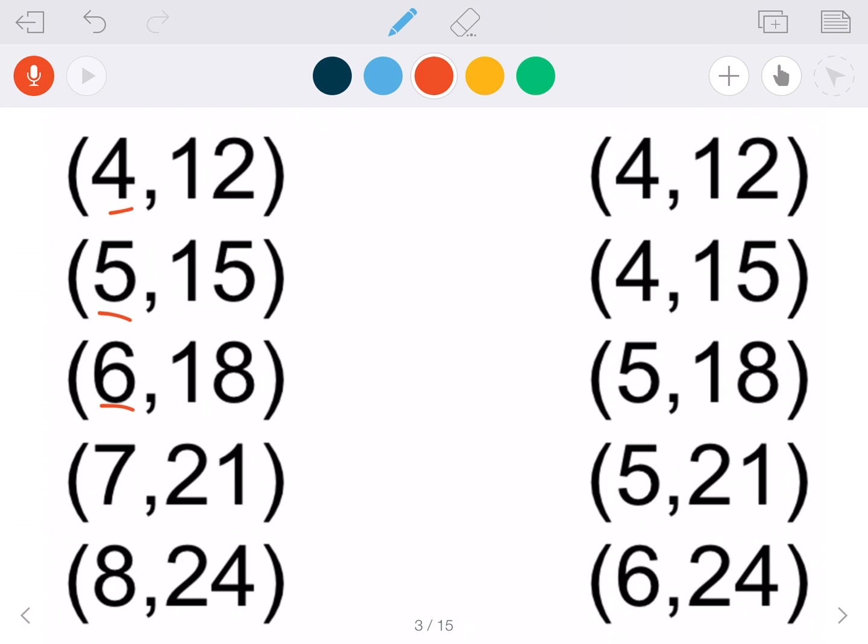All your inputs are different. Each input goes to exactly one output for the one on the left, so that's a function. On the right, 1 goes to 12, 4 goes to 12, 4 also goes to 15, not a function.